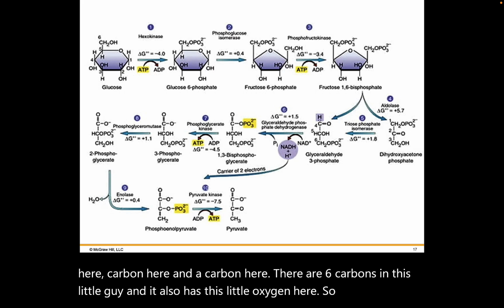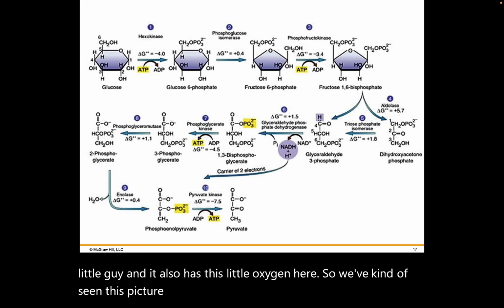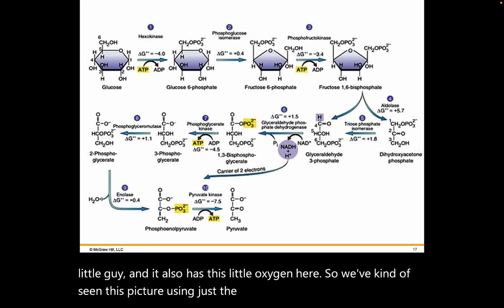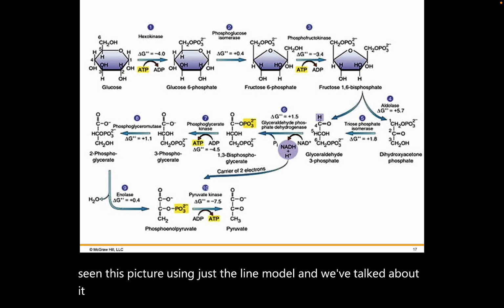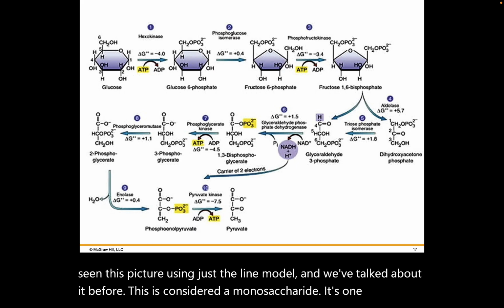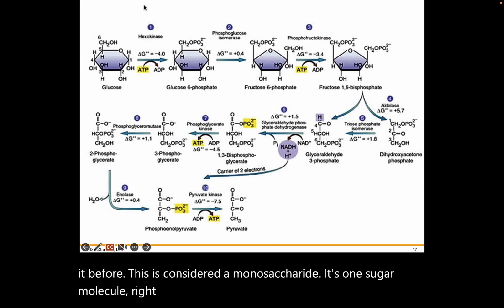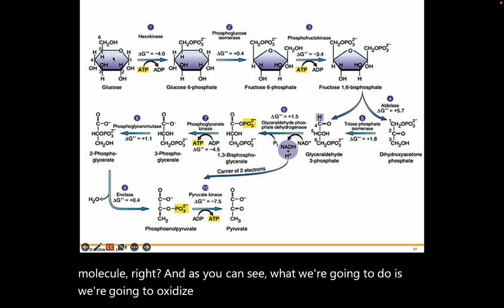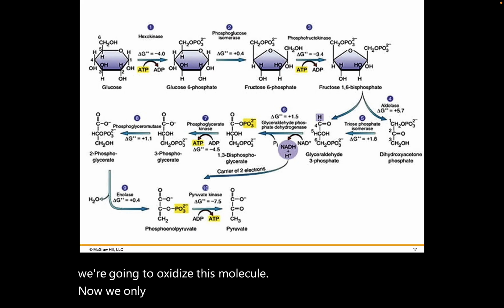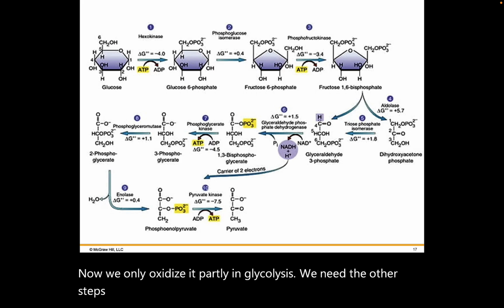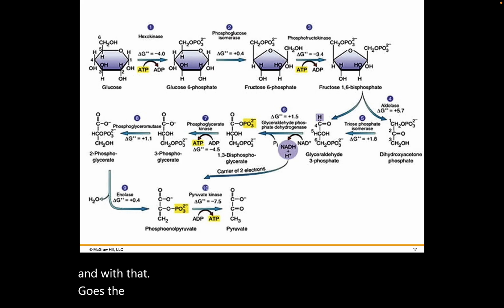We've seen this picture using just the line model, and we've talked about it before. This is considered a monosaccharide. It's one sugar molecule, right? And as you can see, we're going to oxidize this molecule. Now, we only oxidize it partly in glycolysis. We need the other steps to keep taking energy, because we're removing the electrons, and with that goes the energy.